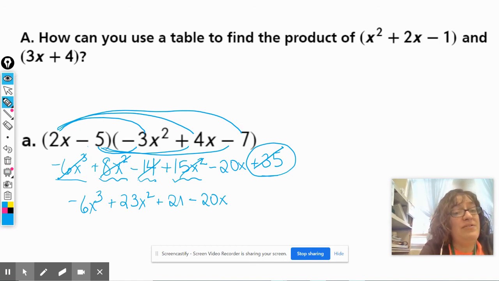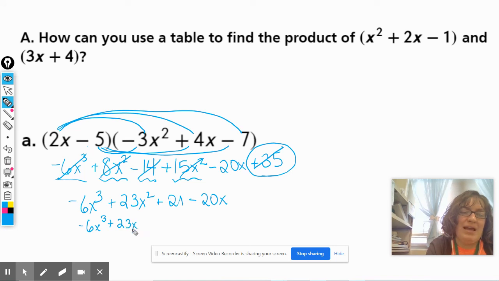Guys, this is a perfectly fine answer. However, most times we write our answer in standard form. So if you'll remember, that just means biggest exponent down to smallest. And so you may want to rewrite it, or you may see it rewritten as negative 6x to the third, 23x squared, minus 20x plus 21.